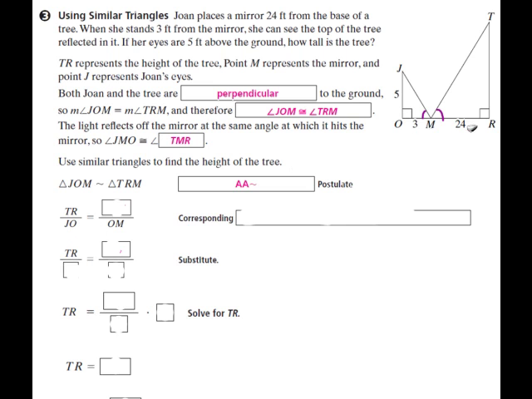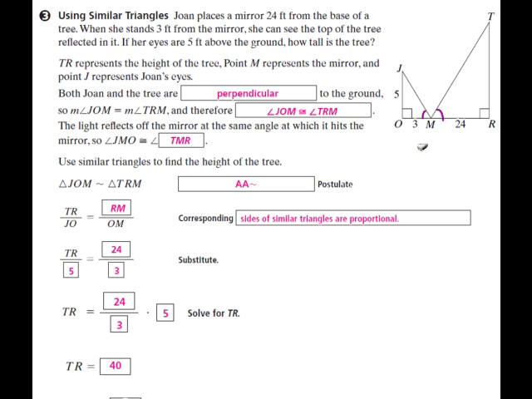And then we can use the two other sides. OM is going to correspond to RM. So we can set up those corresponding sides of the similar triangles, and we can set up a nice proportion here, and then we can plug in what we know. We're trying to find TR, but we do know that JO is 5, RM is 24, and OM is 3. From there we should be able to solve, just multiply by 5. We bring the 5 over to the other side, and then once we simplify that down, we get TR is 40. So the height of our tree should be 40 feet.